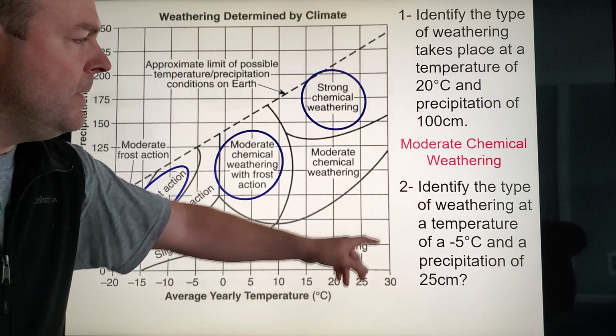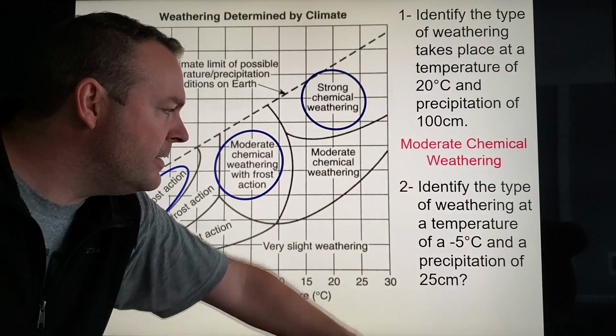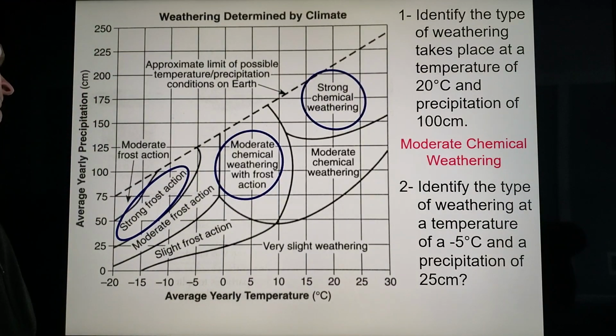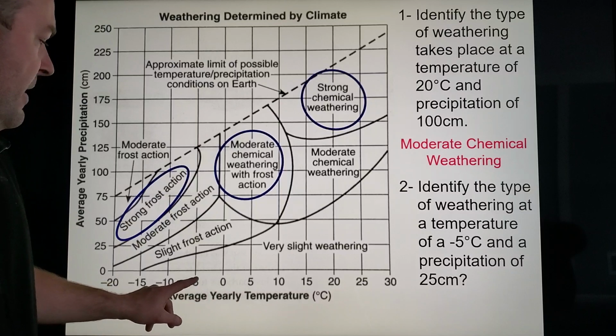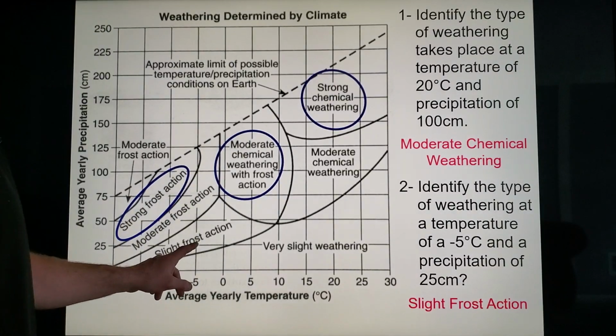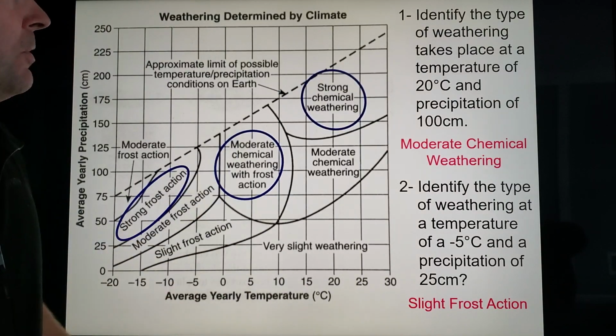Try this next one on your own for a second. Right, hit pause. Identify the type of weathering at a temperature of -5 and precipitation of 25. Hit pause and do it. Okay, here we go. -5 and 25 puts you at slight frost action. Okay? And that's how that chart works.